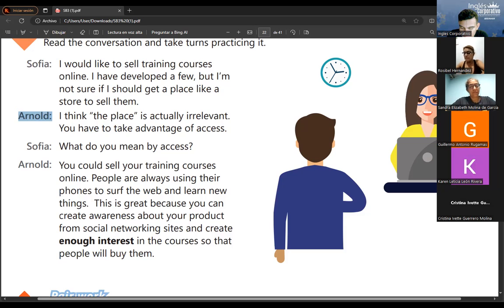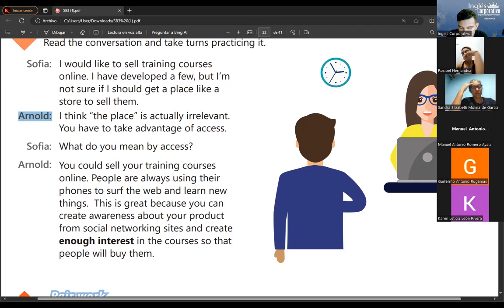3, 2, 1, action. I would like to sell training courses online. I have developed a few, but I am not sure if I should get a place like a store to sell them. I think the place is actually irrelevant. You have to take advantage of access. What do you mean by access? You will sell through training courses online. People are always using their phones to surf the web and learn new things. This is great because you can create awareness about your product from social networking sites and create enough interest in the courses so that people will buy them.